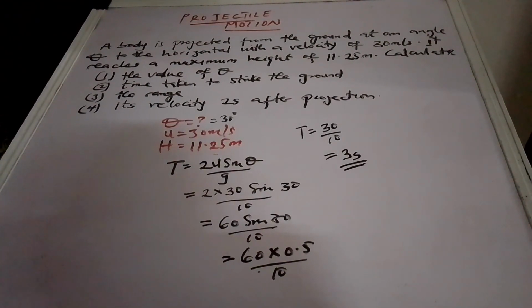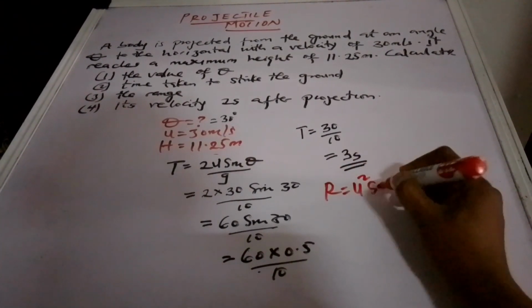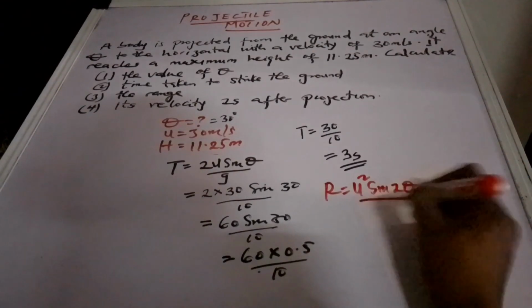So let's look at the third question. The third question is we are to find the range. So how do we find the range? Remember the formula for range. Since it's vertical projection, our range is u square sine 2 theta over g.